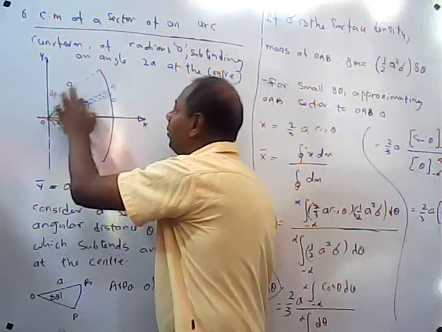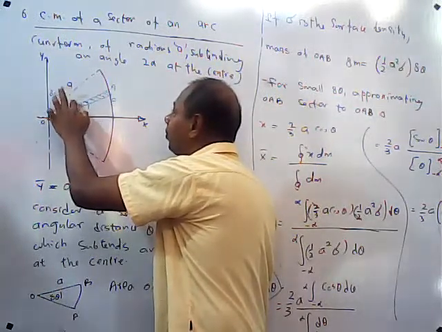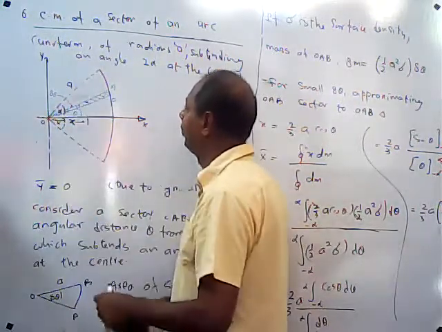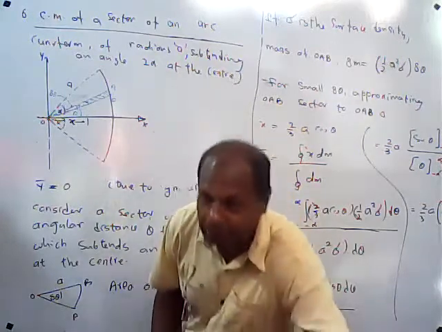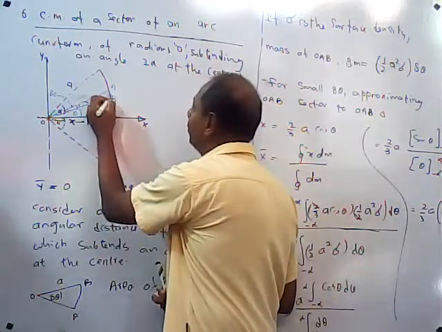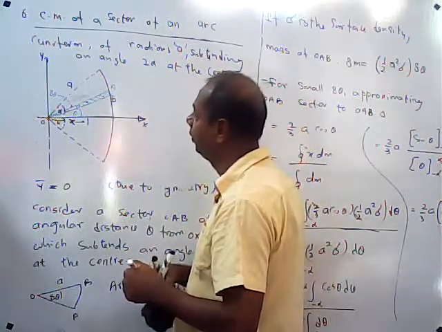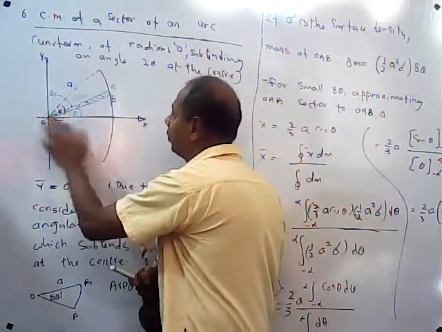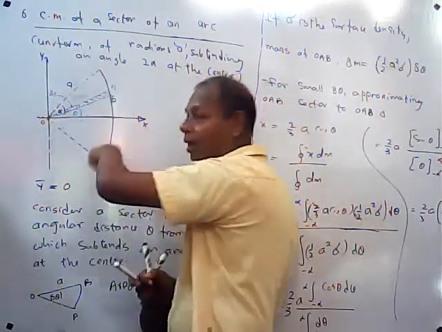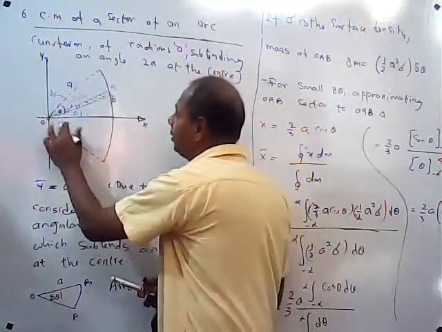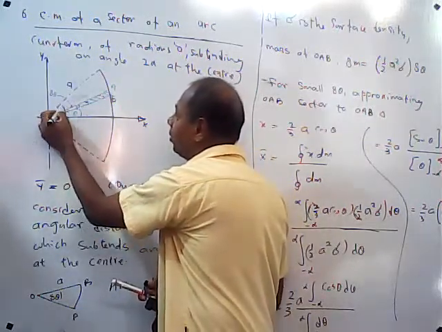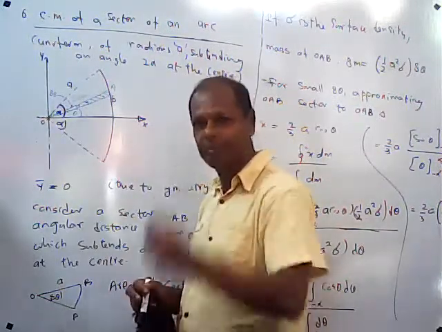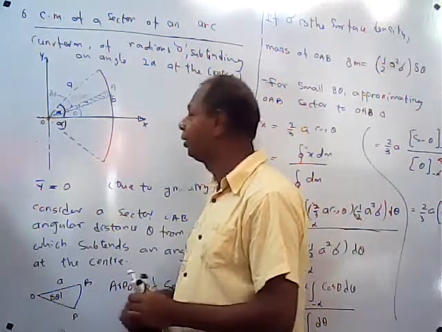The arc AB subtends an angle 2 alpha at the center, right? Say it is made of some thin wire. Try it yourself, this is very easy. You were given only 5 minutes.